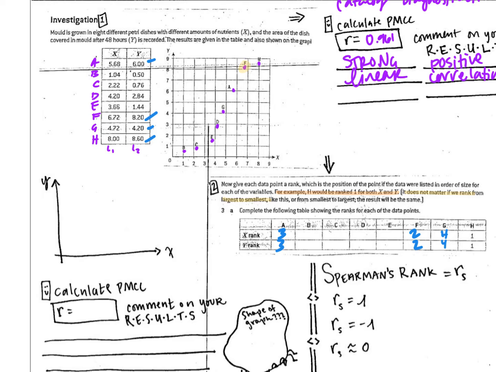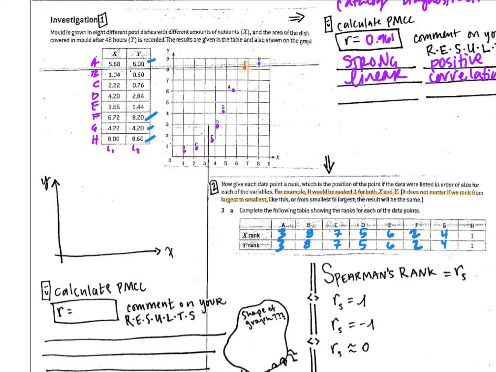H was the largest, so that's number 1. F was the second largest, so 2. Third largest, fourth largest, and so on. I have the solution, so I'll save you the run around here, and they're equal. They're not always equal, so just don't think that they're always equal.